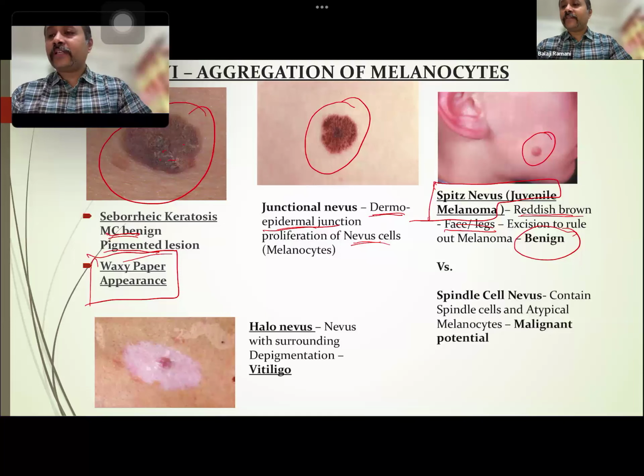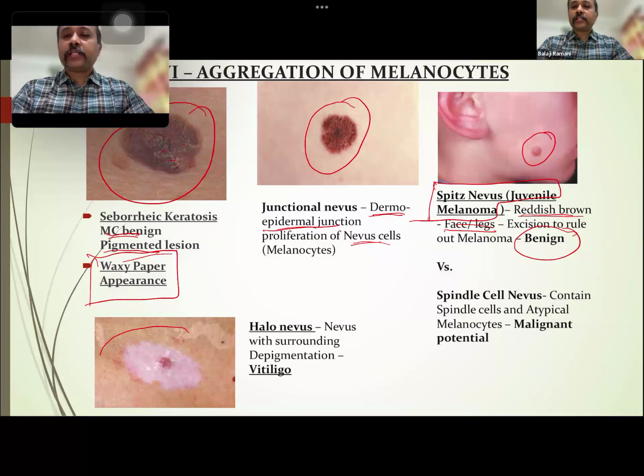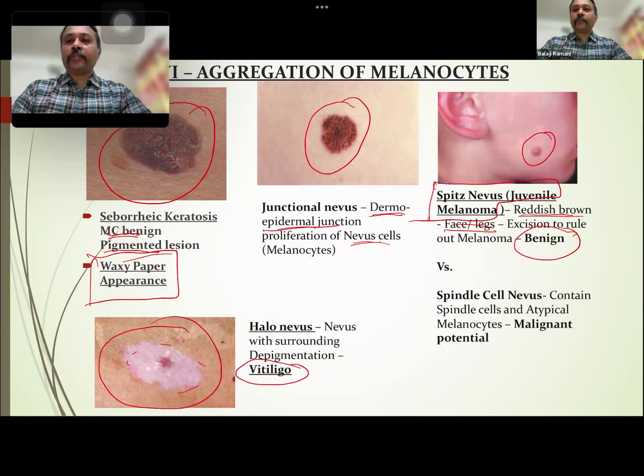Now, spindle cell nevus will contain spindle cells, and will have a malignant potential. This is a halo nevus. Classically, you can see the central lesion and surrounding depigmented area, and it will be seen in your vitiligo. So any of these may be kept as image-based questions, and spotters or something related to that may be asked for you, right?